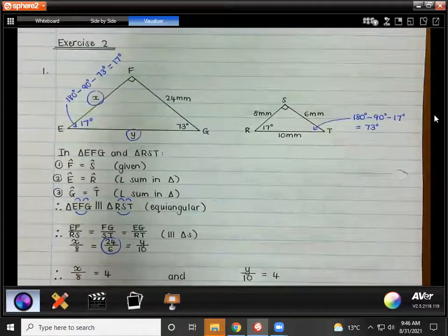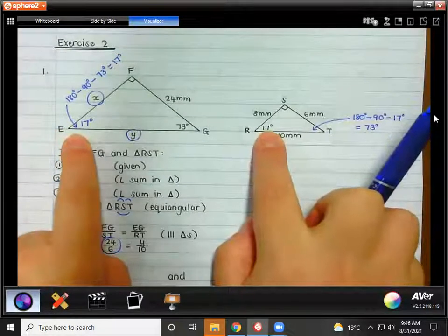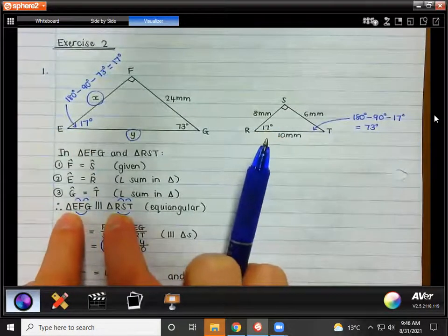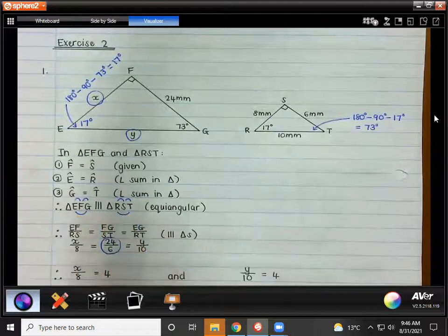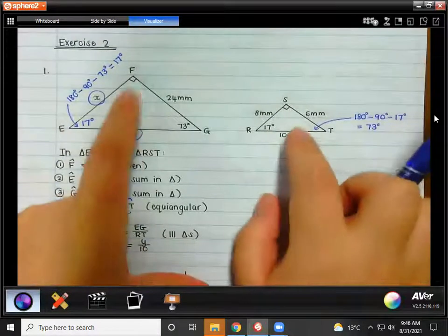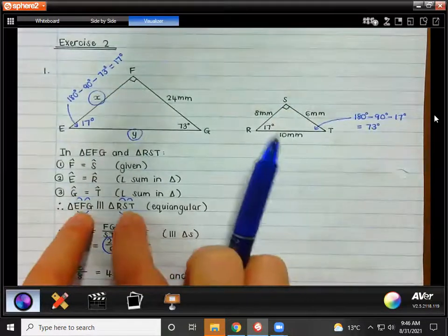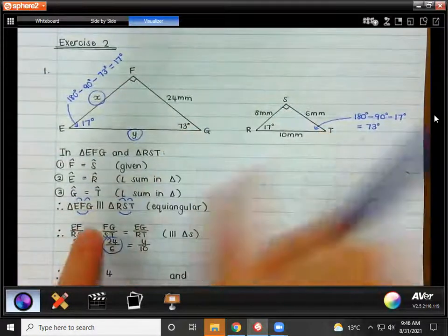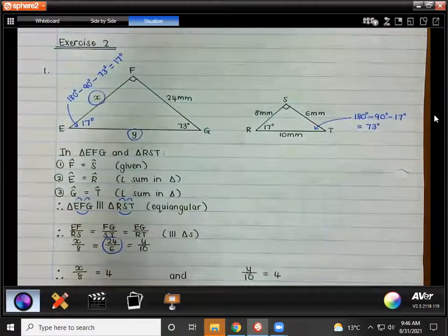So E first and R is equal to E, so E and R must go first. Those two are almost like pairs. Then F and S, G and T. Your reason is equiangular. Okay, first part of the work is done.